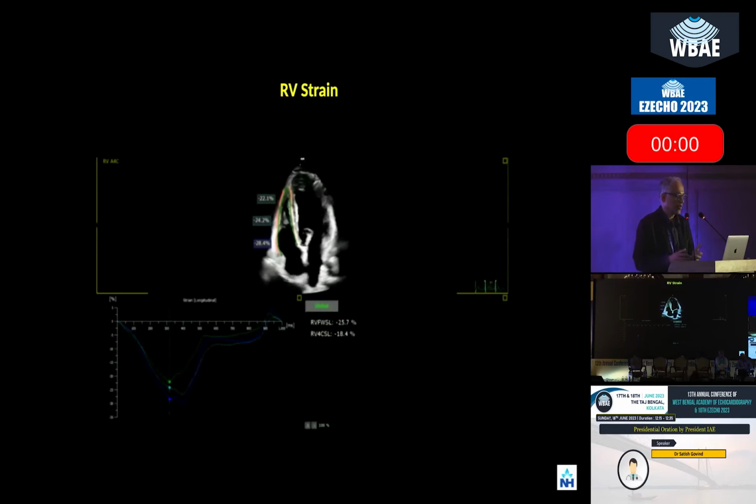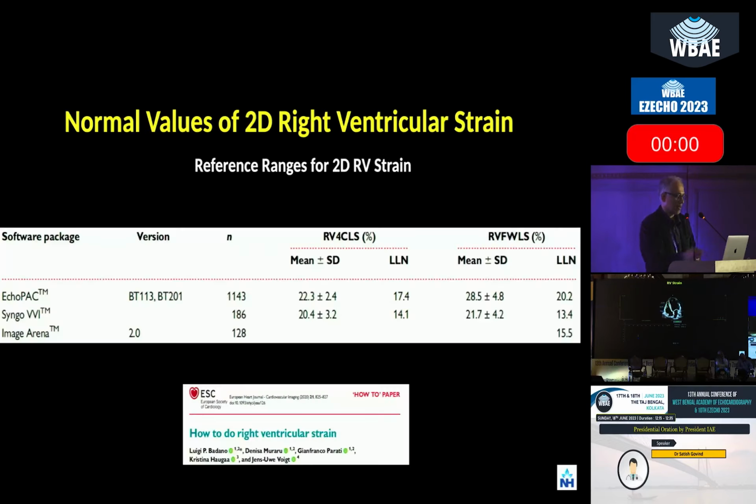Based on the vendor, you will have different layouts, and you get these regional numbers. You get both the free wall strain as well as the ventricular septal strain that is included in what is called the global RV strain. And then you have these curves, and looking at the curves is very important, and then the synchrony of it. So this in all is how you will end up getting the RV strain. Nothing great about it, it's fairly simple. We've been doing LV strain, only thing is the software was not there, now it is available.